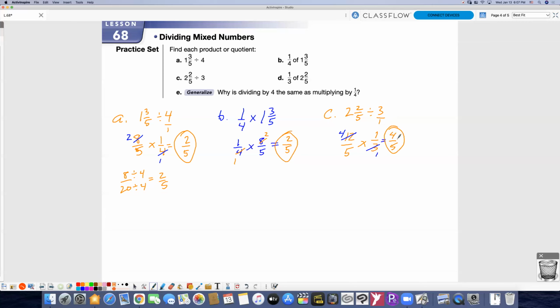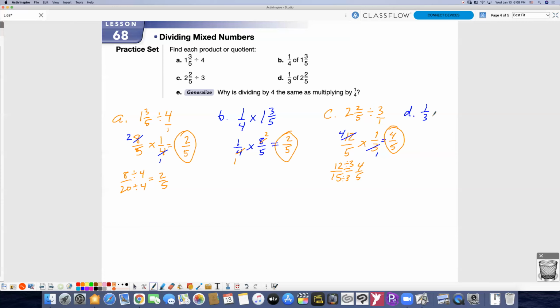4/5. And if I didn't recognize that right off the bat, that would have been 12/15, and that would have been reduced to 4/5 because both are divisible by 3. If I divide this one by 3 and divide this one by 3, I would end up with 4/5 anyway. All right, letter D.